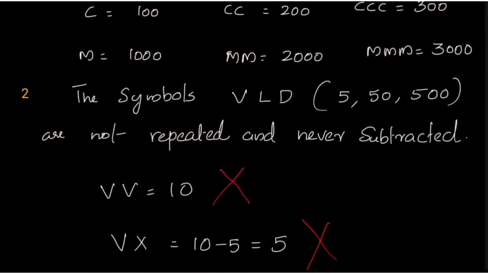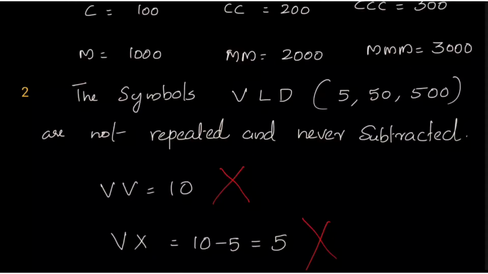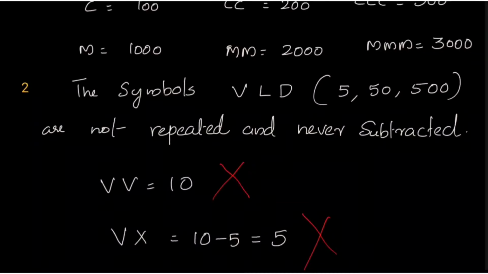The next rule is that the symbols V, L, D cannot be repeated. That is, we cannot write VV or LL or DD. It cannot be repeated. V, L, D mean 5, 50, 500. We cannot repeat these alphabets and they can never be subtracted. That is, they cannot be subtracted from any number. So VV equal to 5 plus 5 equal to 10 is a wrong representation.